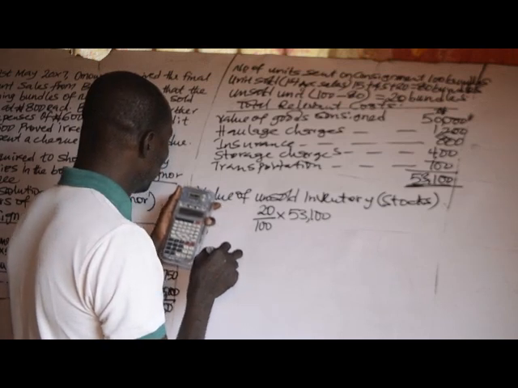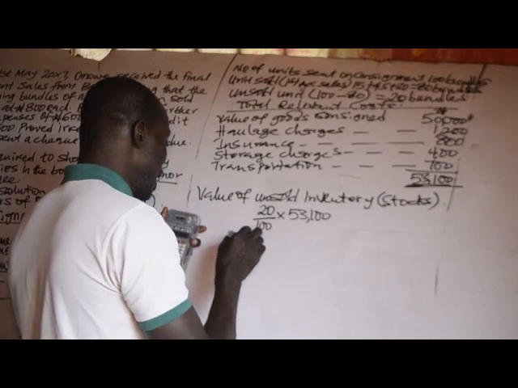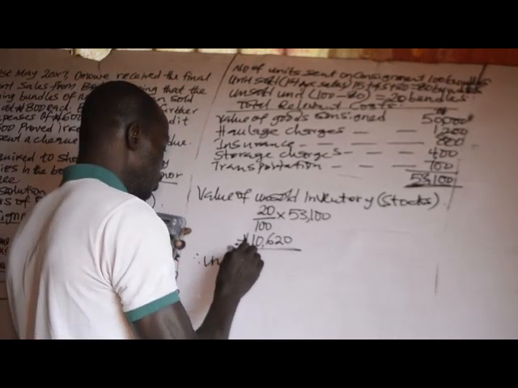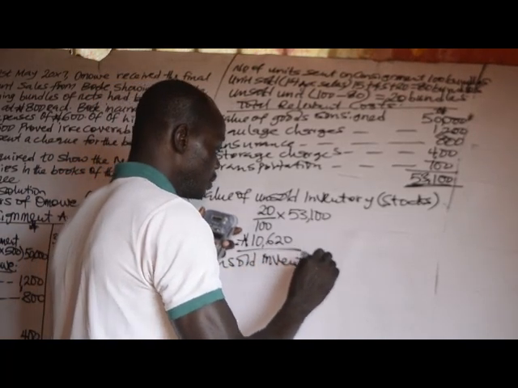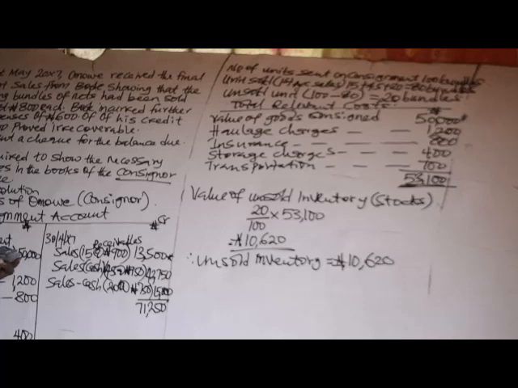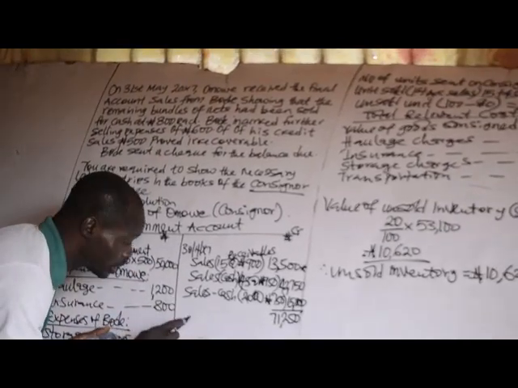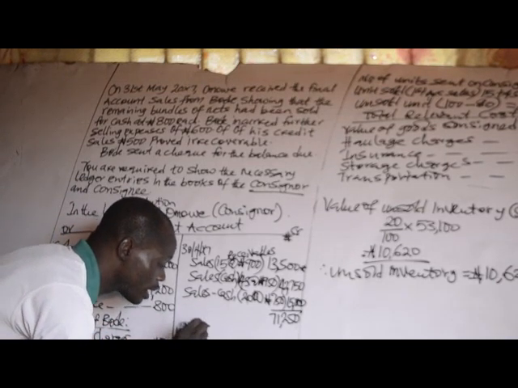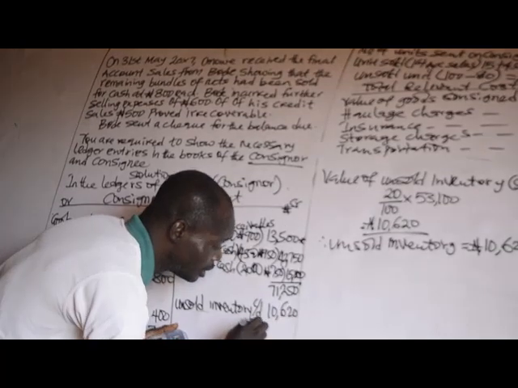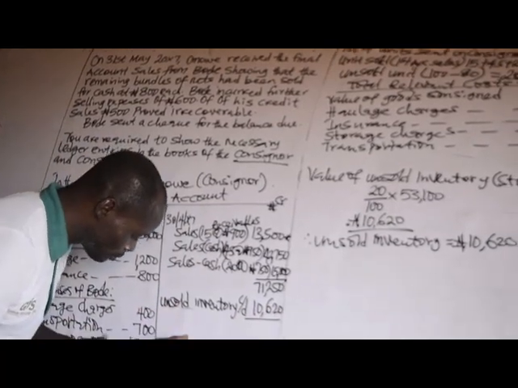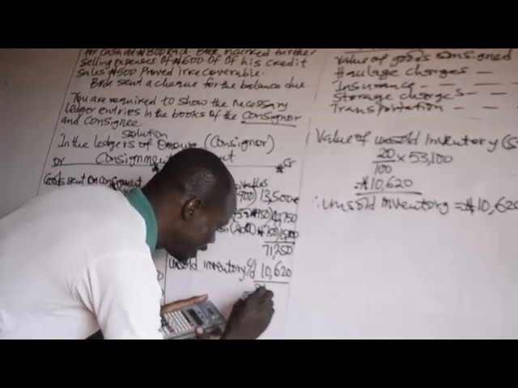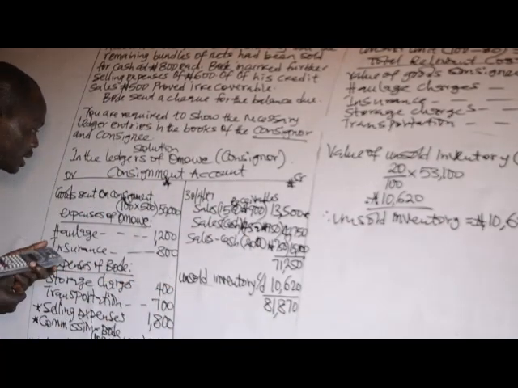Therefore, our unsold inventory is 10,620 naira. So, now you credit your unsold units to your consignment account: unsold inventory, value of unsold inventory carried down, which is 10,620. The total of the credit side will now be 10,620 plus 71,250. That is total 81,870. Now, what is the total of the debit side?